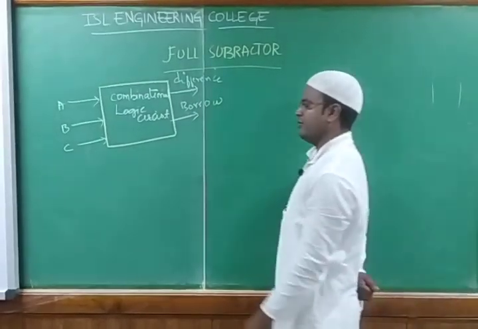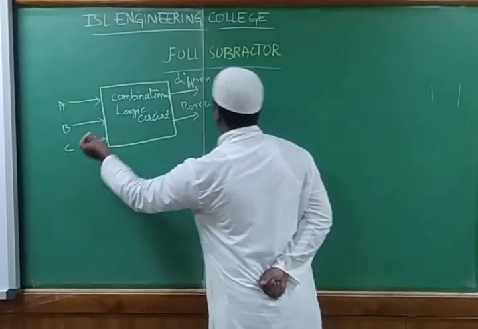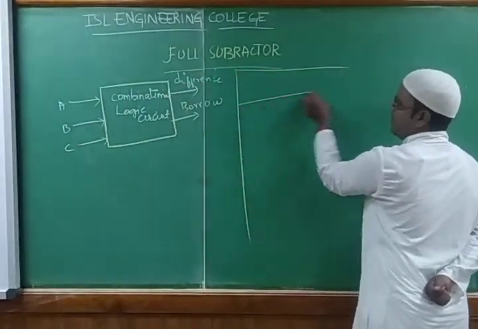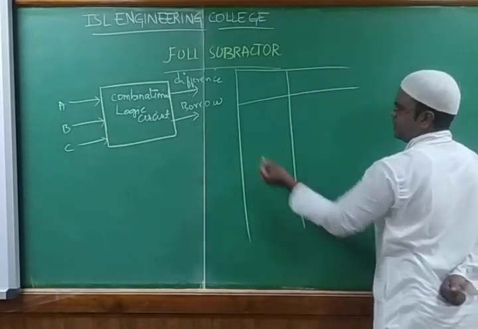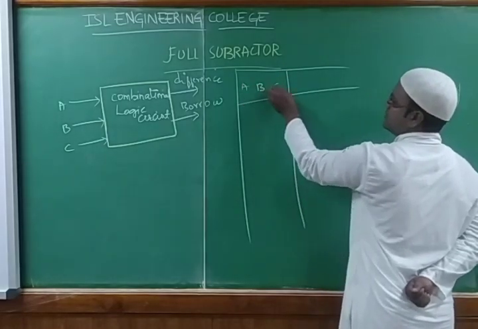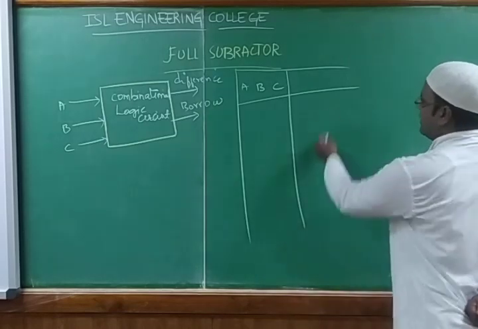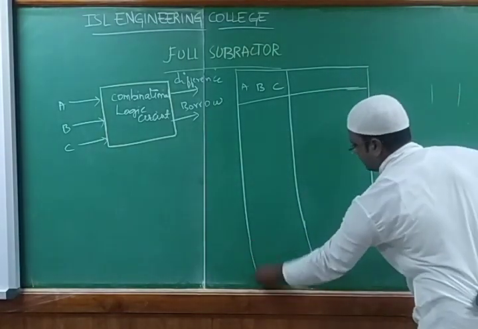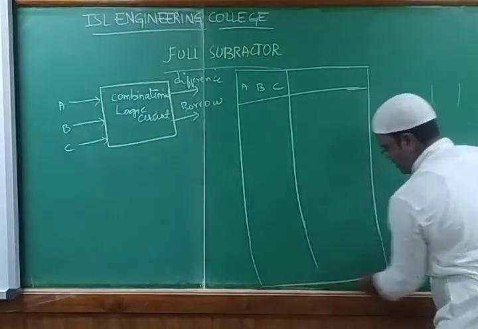So we need to write the truth table for it. How do we write the truth table? How many inputs are required? We require three inputs, right? So we are mentioning A, B, C. These are our inputs. Next, what we need to write? We need to write the output value. This is the truth table.